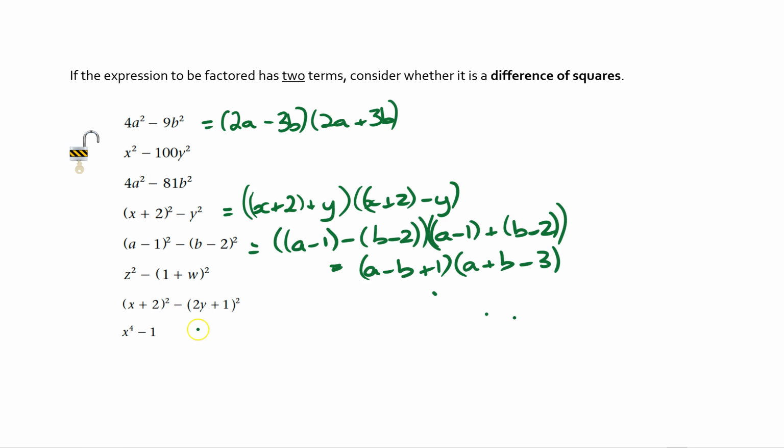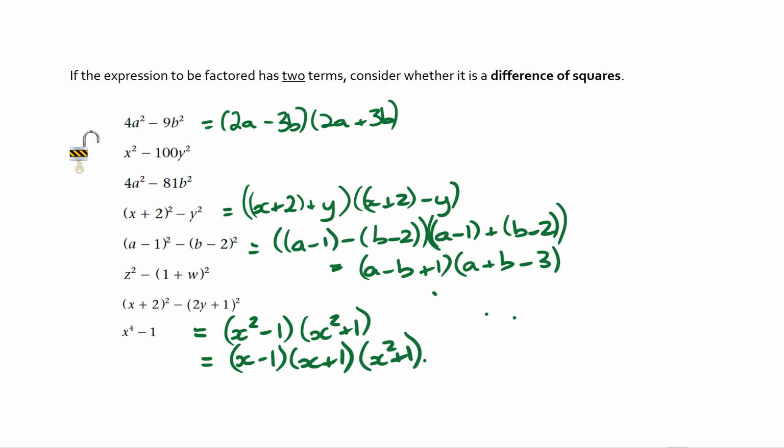Maybe the last one here, x to the 4 minus 1, because the square root of this is x squared, the square root of this is 1, so I could write it as that. But then I'm not finished. I have to recognise that x squared minus 1 is itself a difference of two squares. So I could write that as x minus 1, x plus 1. There's nothing I can do with the x squared plus 1. So x to the 4 minus 1 in fact has three factors, which are these ones here.